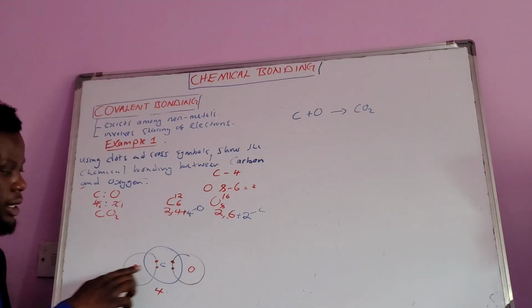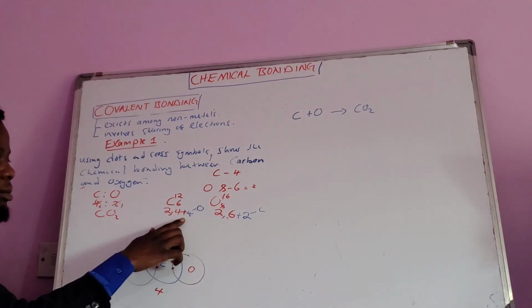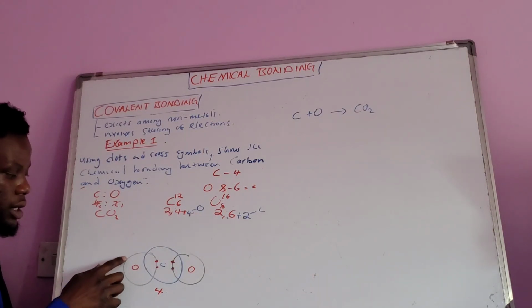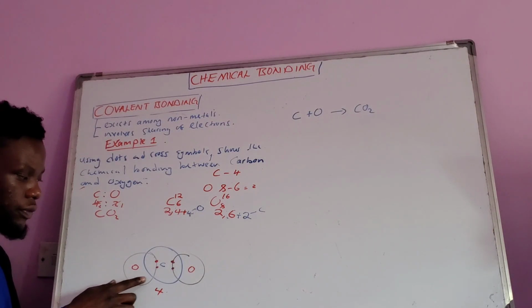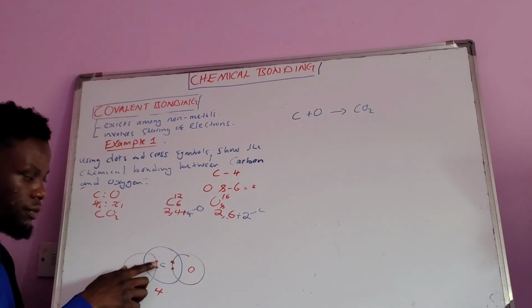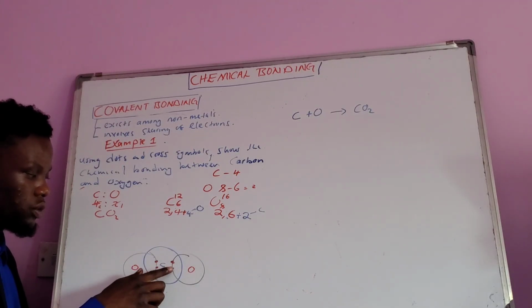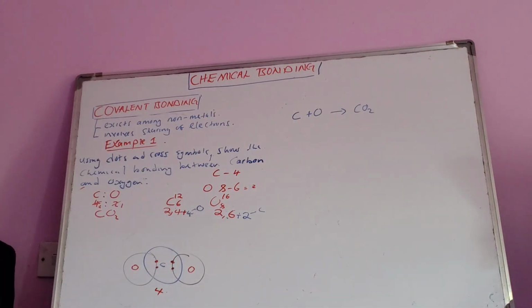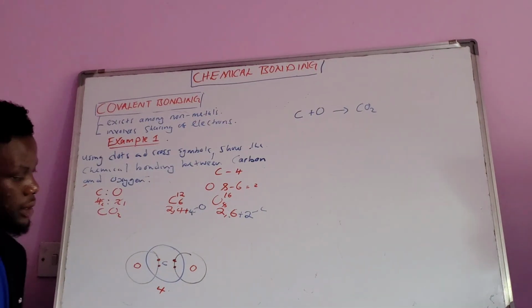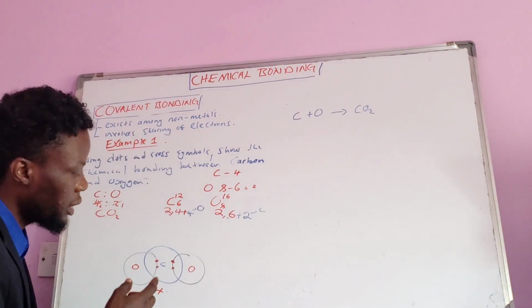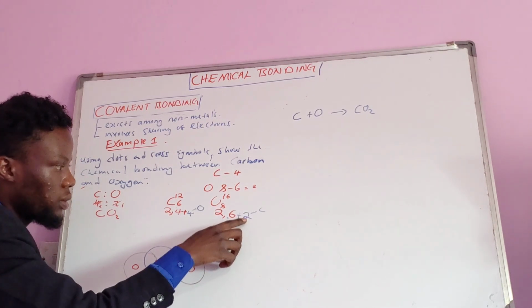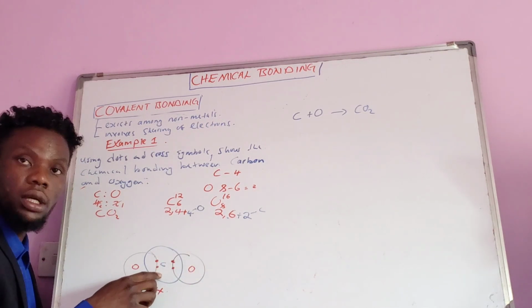So these are the 4 electrons required by carbon, and they are coming from oxygen. As you can see, this is the last shell for oxygen. This oxygen is giving 2, and this oxygen is giving 2, so that these 4 electrons are given to carbon for it to be stable. And another point is that this oxygen now needs about 2 electrons. These 2 electrons are coming from carbon.